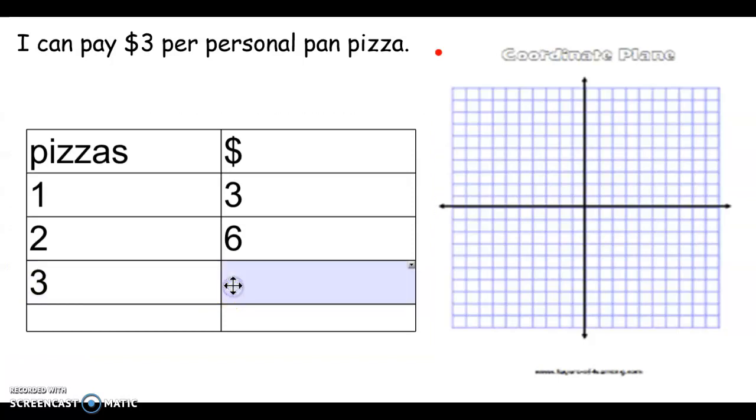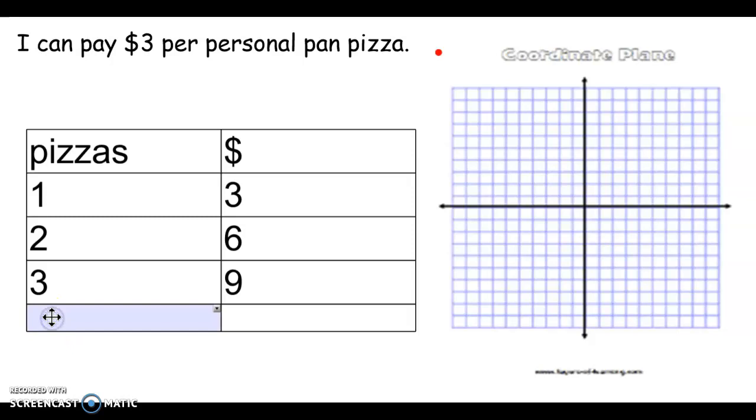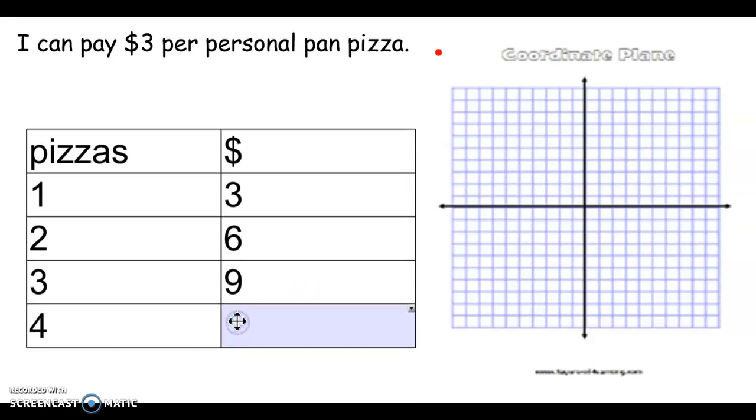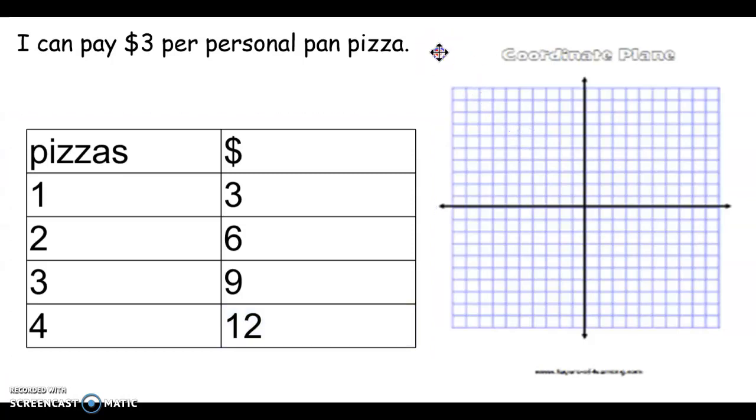$9. So some of you are probably adding 3 each time. Some of you are probably multiplying. Well, adding the same number over and over again is really just the same thing as multiplying. So it doesn't matter whether you're adding 3 each time or you're taking your number of pizzas and multiplying by 3. It's the same thing. But now I have some points that I can graph. We didn't talk about it, but if I had 0 pizzas, well, that would be $0. They're not going to charge me for nothing.